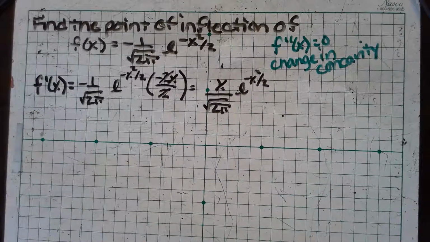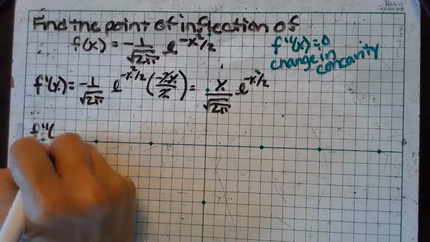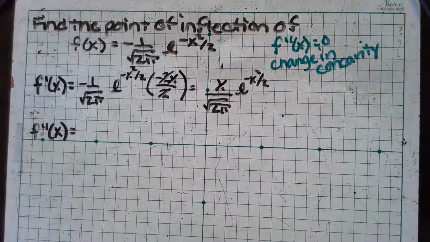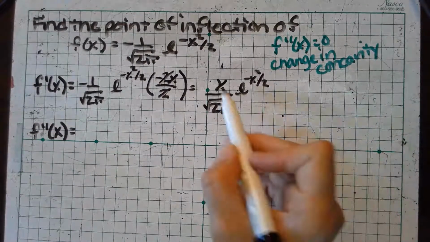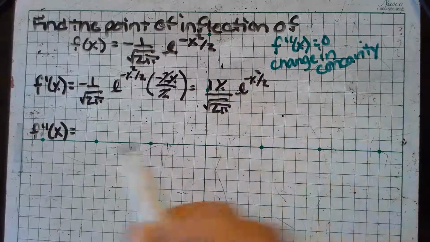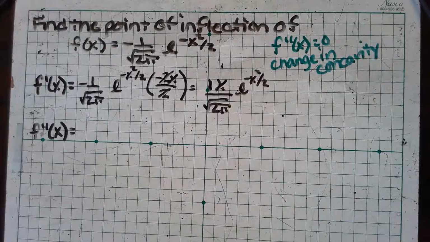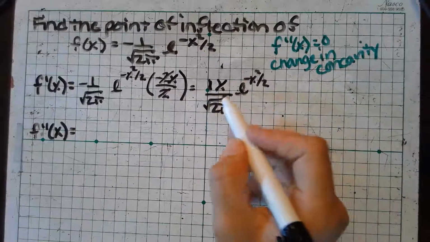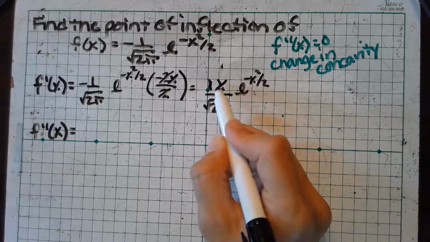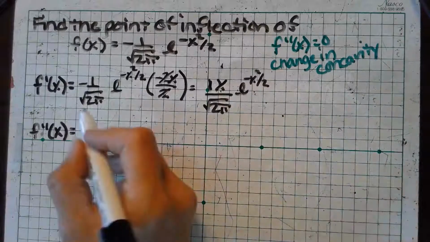All right, now let's do this again. We're going to find the second derivative now. Again, this 1 over the square root of 2 pi, that's a constant. But I am going to have to do the product rule right here.